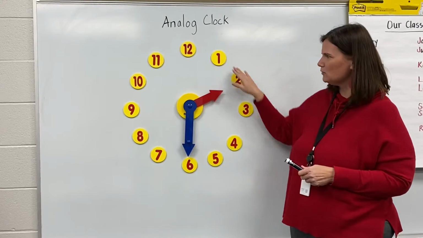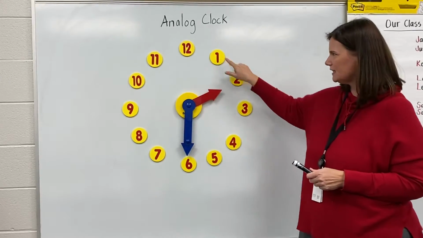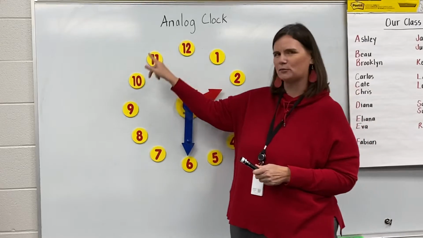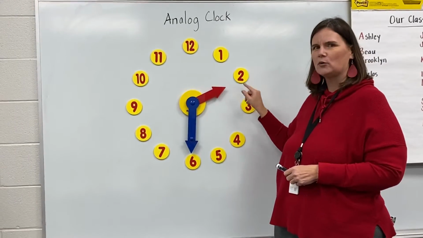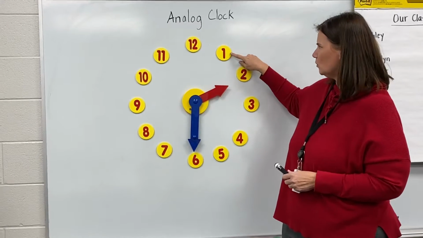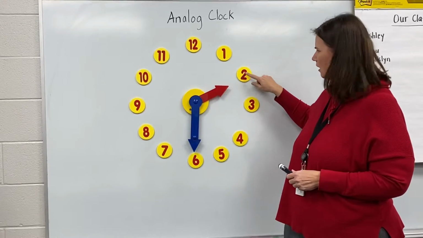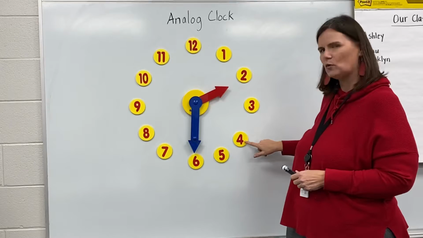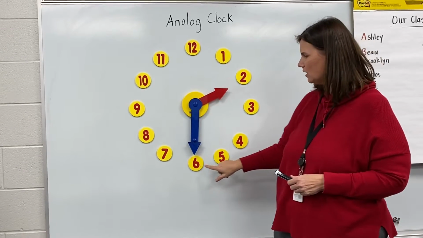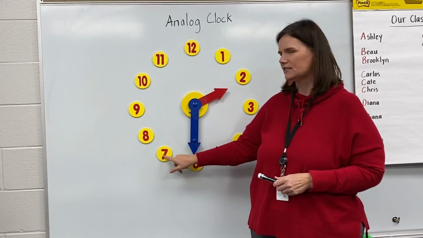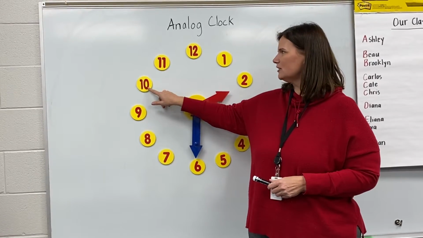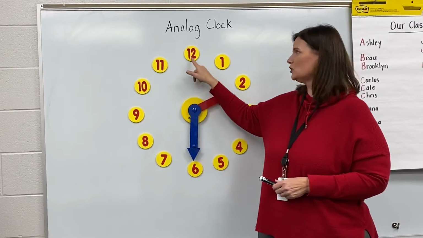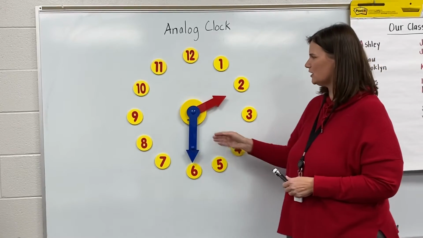So we know that this has numbers. Does anyone know what these numbers represent? That's right, these are the hours in a day. 1 o'clock, 2 o'clock, 3 o'clock, 4 o'clock, 5 o'clock, 6 o'clock, 7 o'clock, 8 o'clock, 9 o'clock, 10 o'clock, 11 o'clock, and 12 o'clock. Very good, boys and girls.